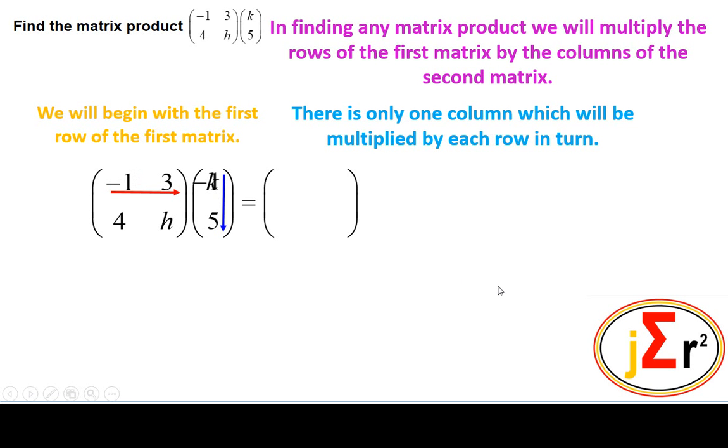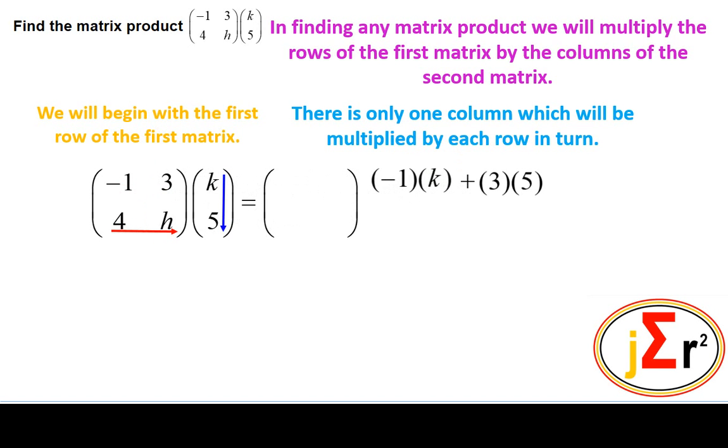There we have it. Negative 1 with k, and that will be added to 3 with 5. Let us do that again. Negative 1 with k will be added to 3 with that 5. So it is going to be 3 5s. Negative 1k plus 3 5s.